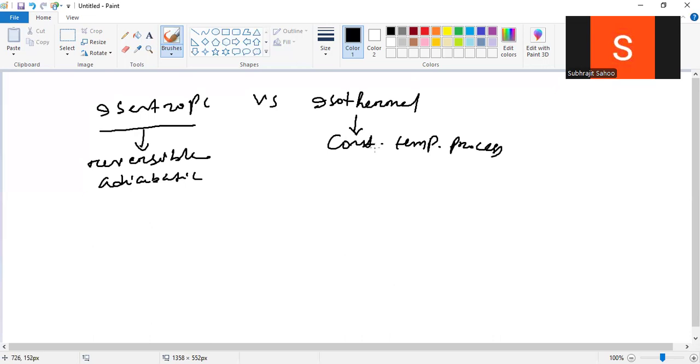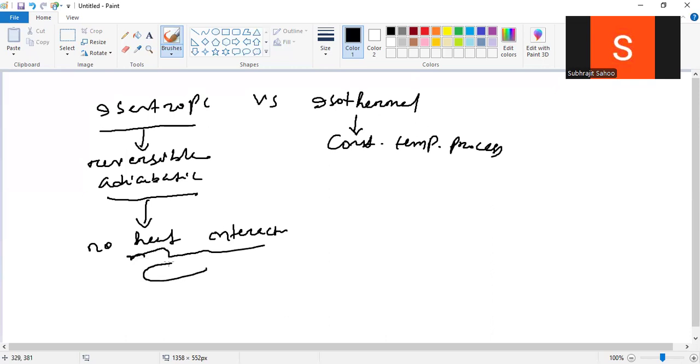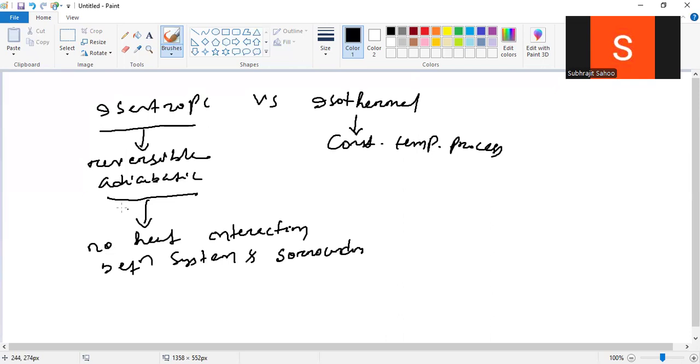Okay. What is the meaning of this reversible adiabatic? What happens in an adiabatic process? In an adiabatic process there is no heat interaction between the system and the surroundings. Okay, no heat interaction, then it is called an adiabatic process.